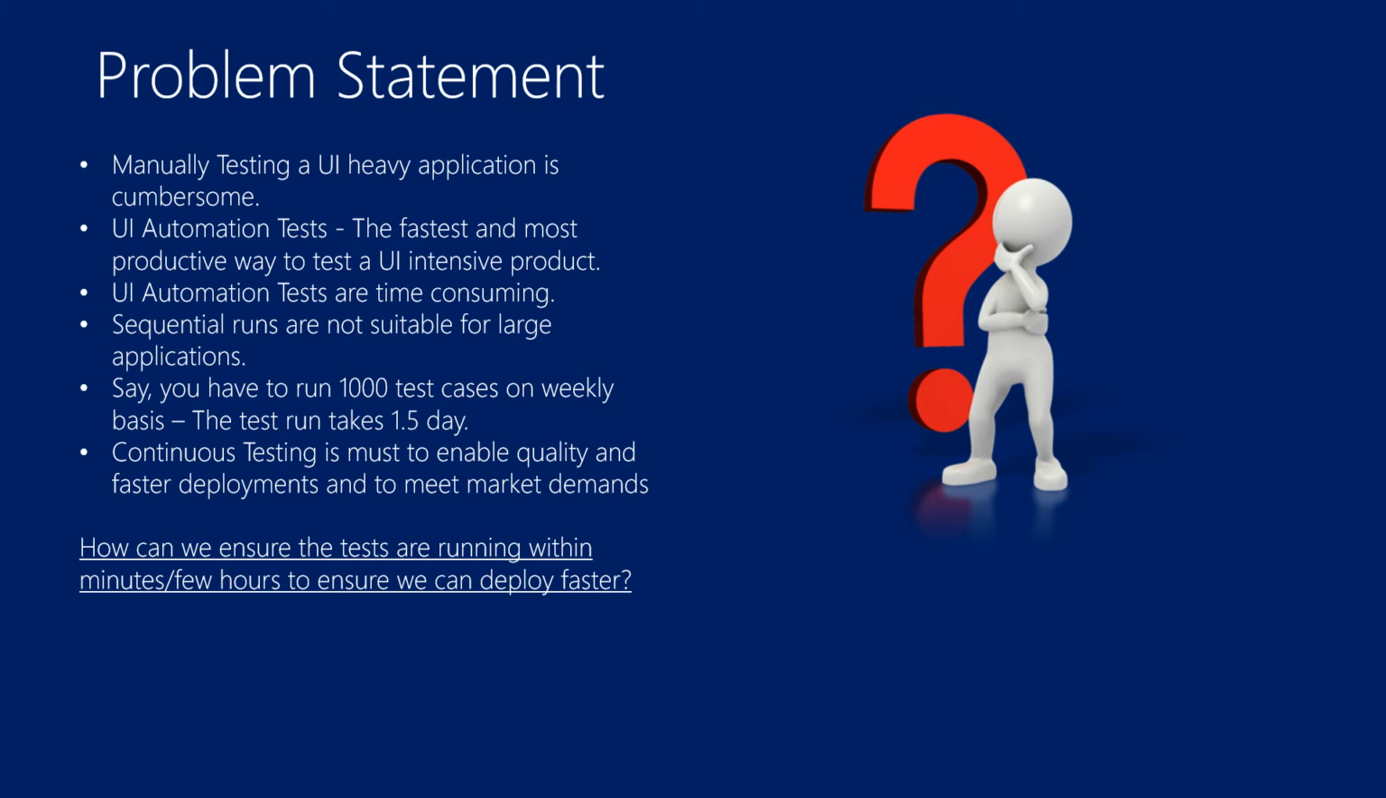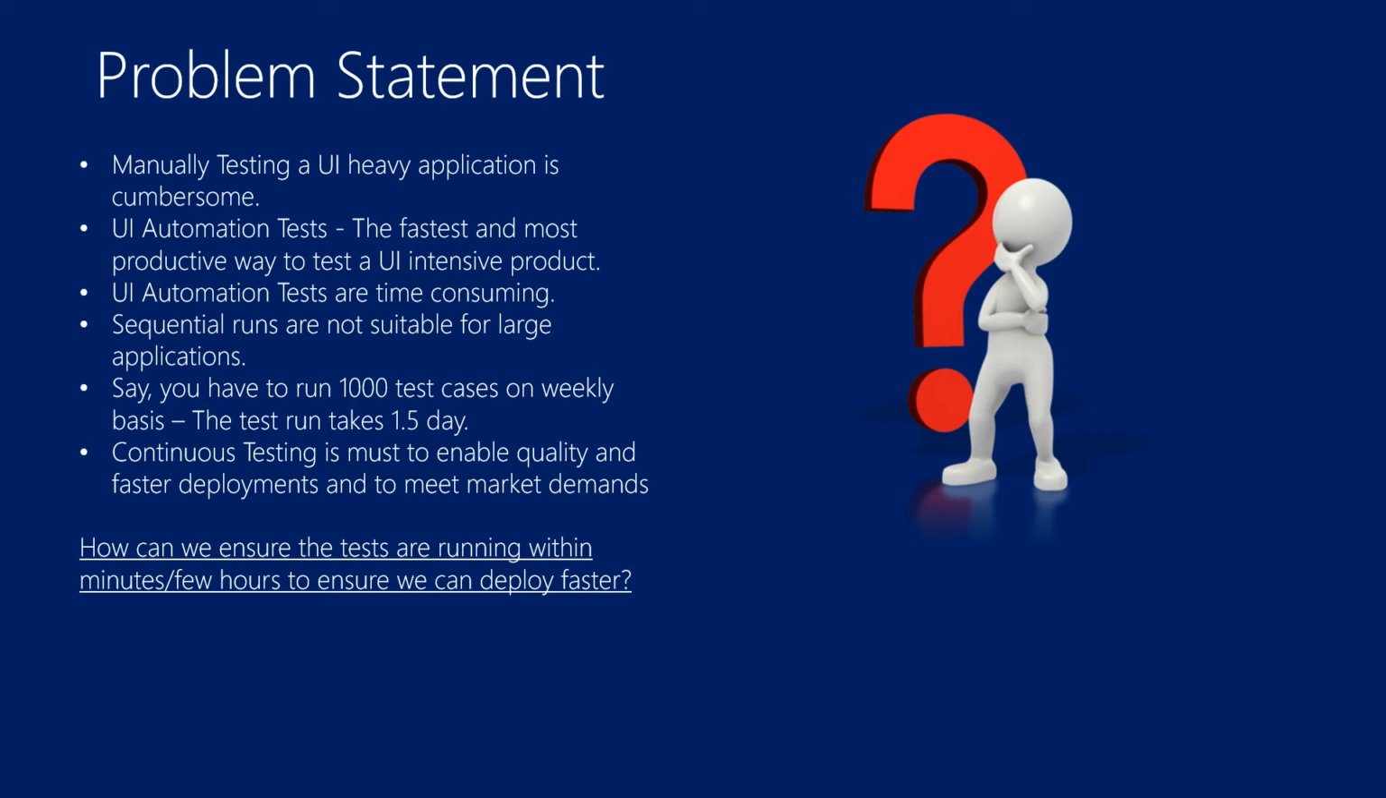Manual test cases obviously are the most cumbersome way of doing it, because running 1,000 test cases would take days or weeks. And if you have to support multiple browsers, the amount of time it takes to run those manual test cases would increase exponentially. UI automation testing is obviously the fastest and the most productive way to test a UI intensive product like a web application.